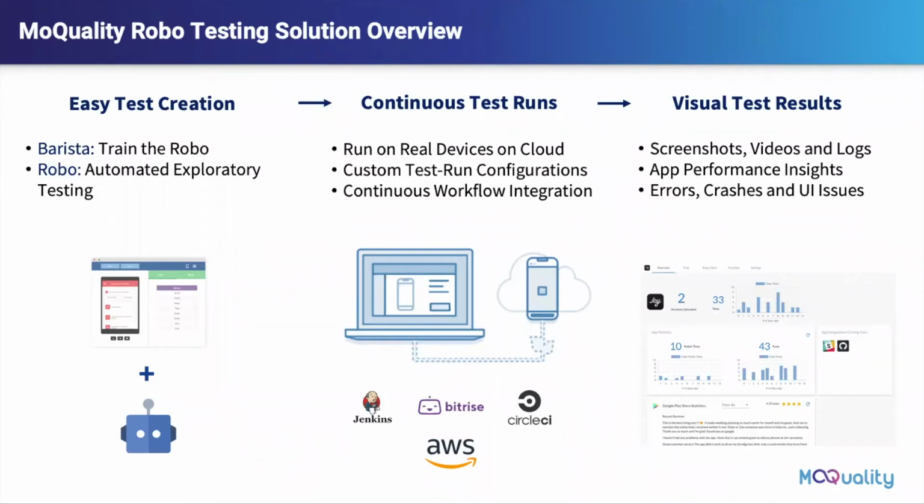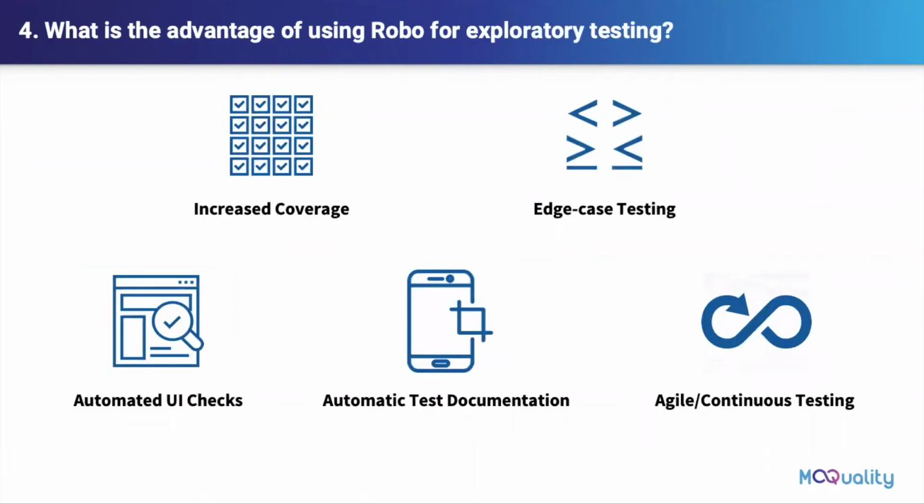And from the clients that we have, what kind of benefits have they realized from the MoQuality solution so far? Yeah, the most important benefits are getting more coverage beyond the testing that they have today, and finding more issues, because we also test for edge cases, which their current tests are missing, right? Those being the primary benefits, they also get other benefits like running automated UI checks on every screen that the Robo sees, getting automated test documentation like screenshots and videos, and doing all of this in an agile, continuous fashion.